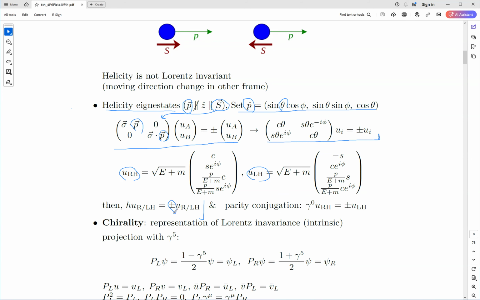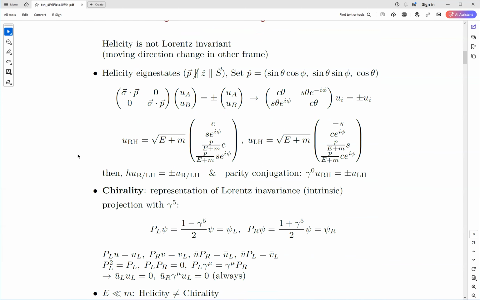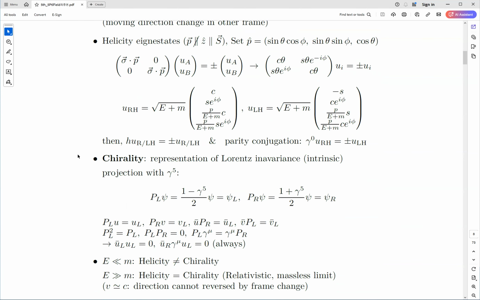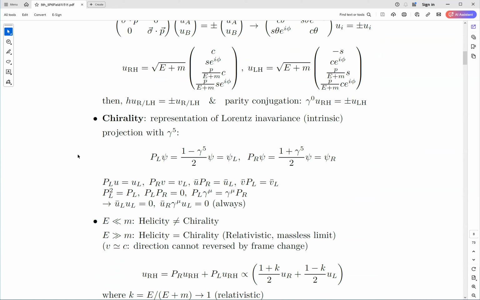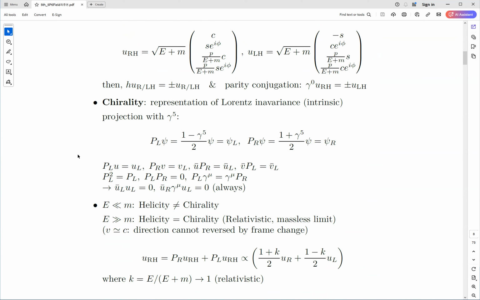And also for such helicity eigenstates, if we transform through the parity transformation with the gamma 0 matrix, then such a parity conjugation changes between the right-handed and the left-handed helicity state. But such a helicity state is not a Lorentz invariant quantity, so we want to find a Lorentz invariant representation of the helicity state. This is not classical. This is an intrinsic property of Lorentz invariance.